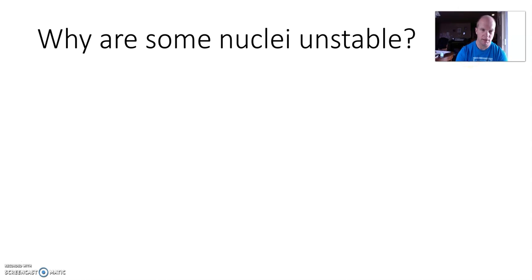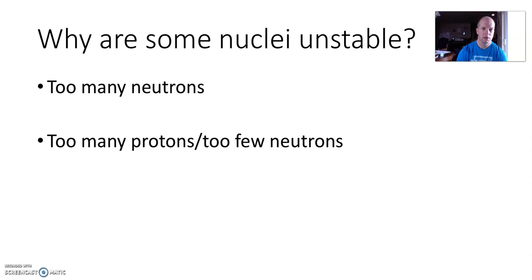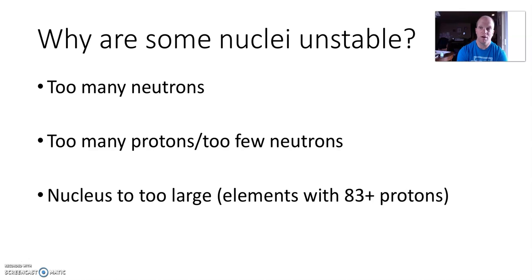All right, so what makes things unstable? What makes nuclei unstable? Well, there's really, I believe, 3 reasons. Really, actually, there's 4. You've got too many neutrons, that would be one reason. You've got too many protons or too few neutrons. This is kind of the same issue, just 2 different ways to look at it. And then last but not least, you have a nucleus that's too large. It's got too much stuff in it to hold together.